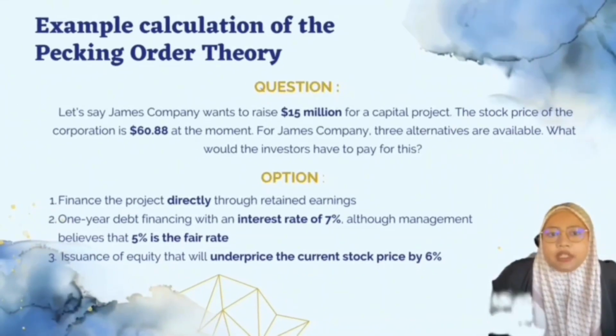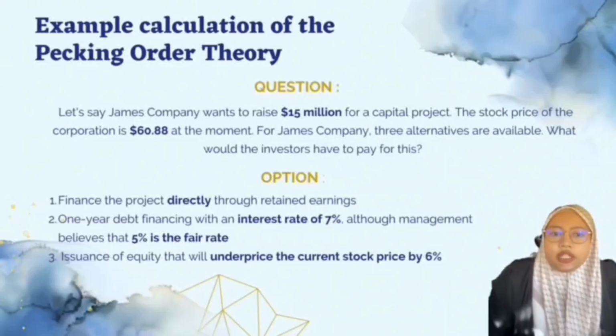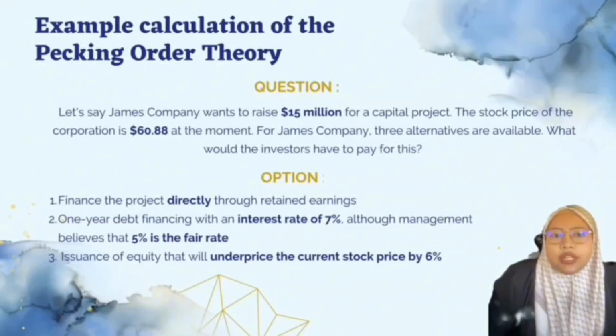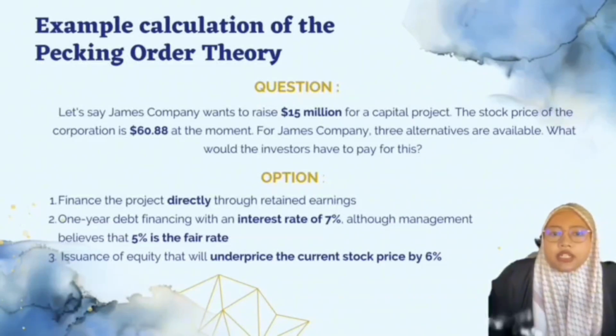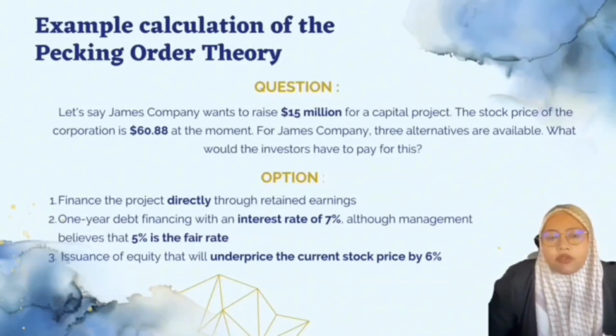This is one example to calculate the pecking order theory if the company uses this theory. The question is, let's say Gen company wants to raise 15 million for a capital project. The stock price of the corporation is $60.88 at the moment. For Gen's company, three alternatives are available. What would the investor have to pay for this? So here there are three options the investor can use.